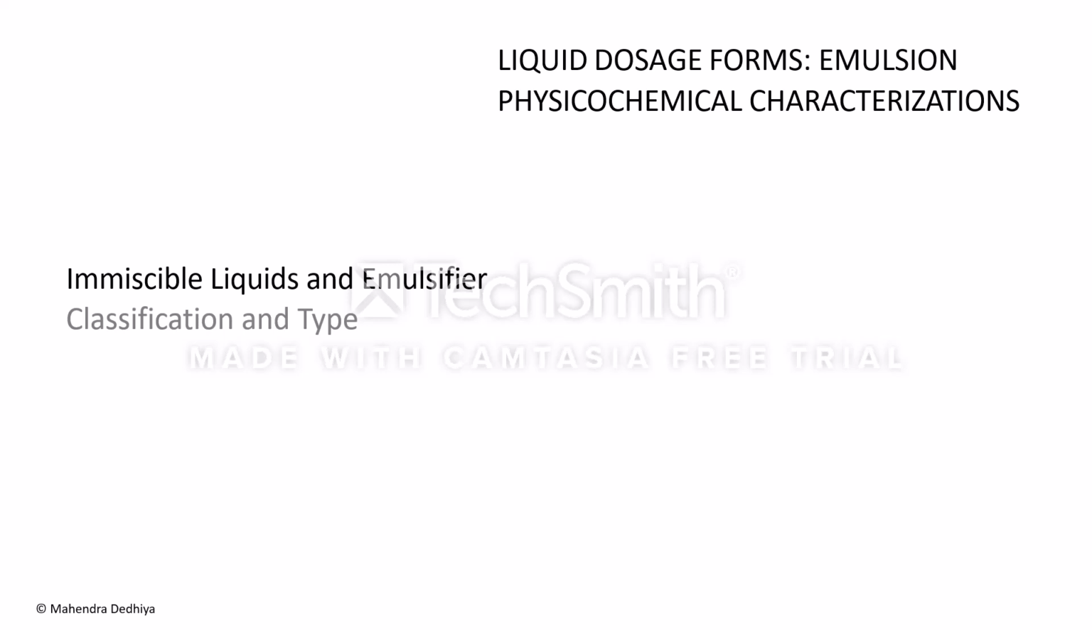In this particular module, we'll focus on physicochemical characterization of emulsion products. The theme of this submodule is physicochemical principles involved in the composition of emulsions. Emulsions are made of immiscible liquids and emulsifiers. In a separate submodule, we'll focus on classification and types of emulsions.